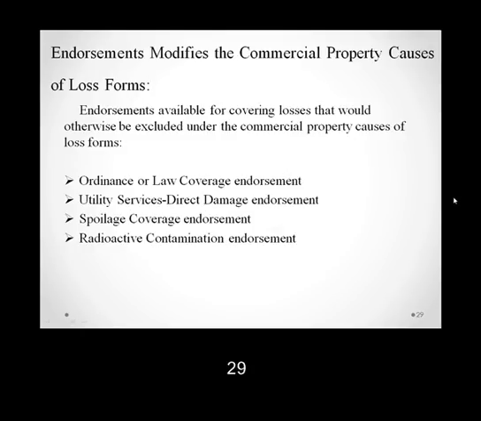There are certain endorsements that will modify the commercial property cause of loss form. There's the ordinance of law coverage endorsement, utility service direct damage endorsement, spoilage coverage, radioactive contamination endorsement. Now these are not covered under basic or broad form, but covered under special form. So if you only want to have some of them covered, instead of buying the much more expensive special form, you can just add endorsements to your basic or broad form.